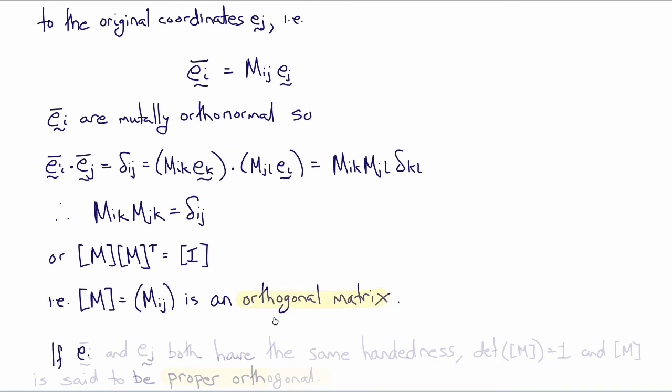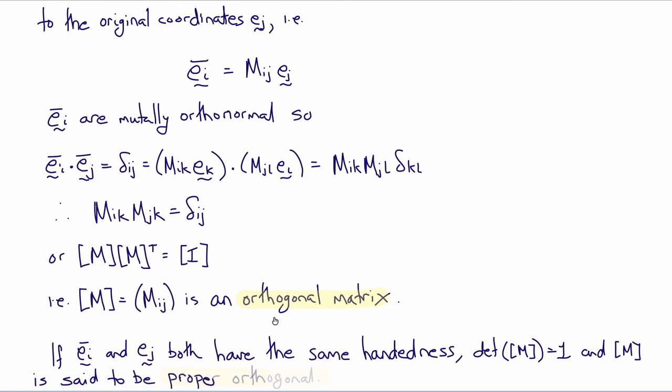Now, this is true provided that e_i bar and e_j both have the same handedness. In that case, the determinant of M will be positive 1, and then M is said to be proper orthogonal. If the handedness switched, then the determinant would be minus 1, and it would no longer be a proper orthogonal matrix.